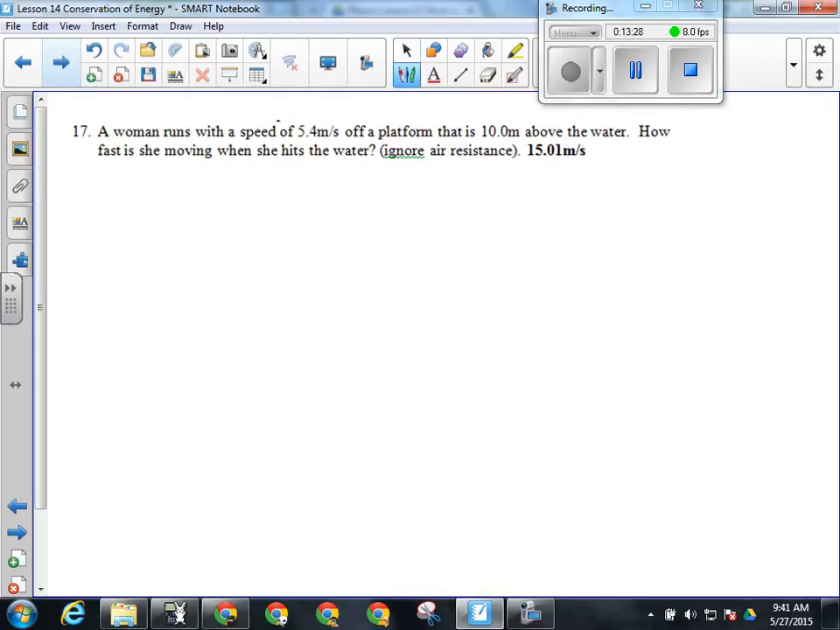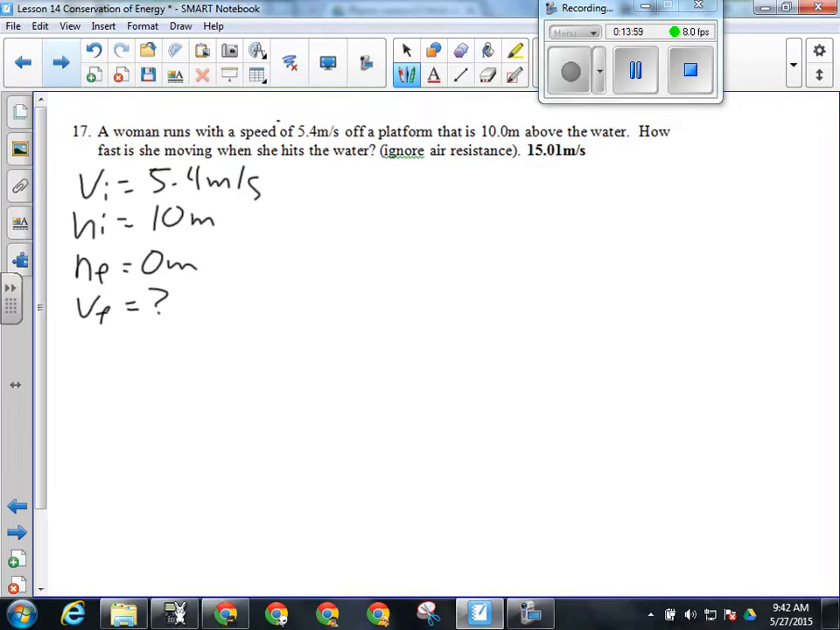17? So woman runs with a speed of 5.4 meters per second off a platform that's 10 meters above the water. So I'm going to say that VI equals 5.4 meters per second, and her initial height is 10 meters. How fast is she moving when she hits the water? Well, I'm assuming the height of the platform is measured from the water, so what's her height when she hits the water? Zero. And so we're looking for the speed she hits the water at. The only force acting is gravity, which means there's no forces doing any work. Nothing slowing her down, nothing speeding her up, other than gravity.